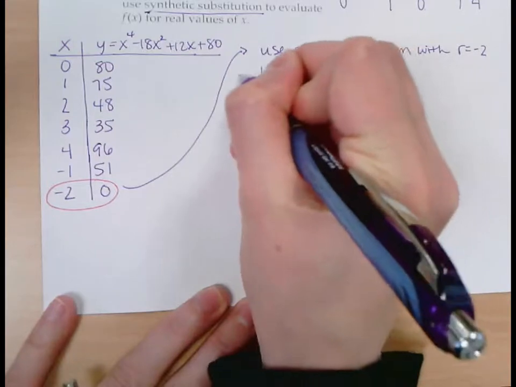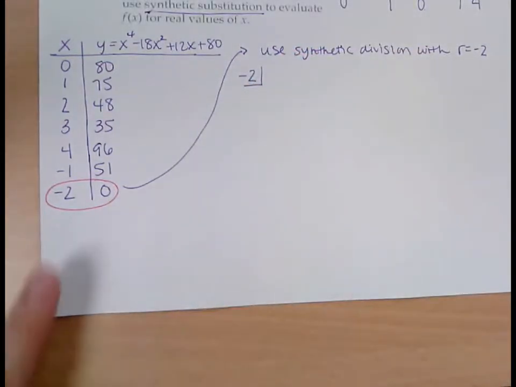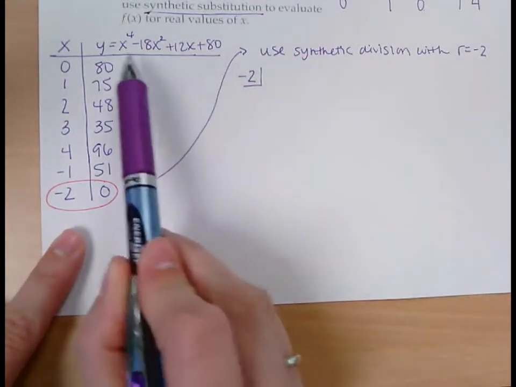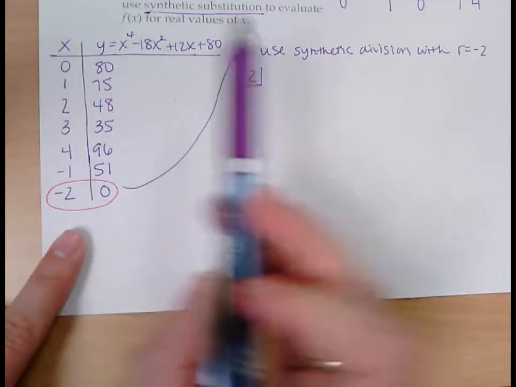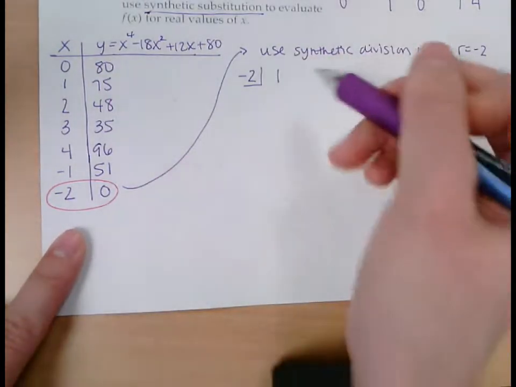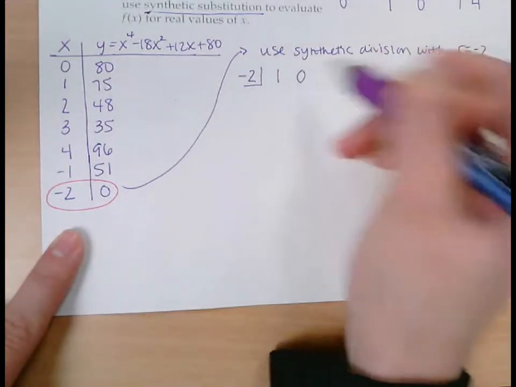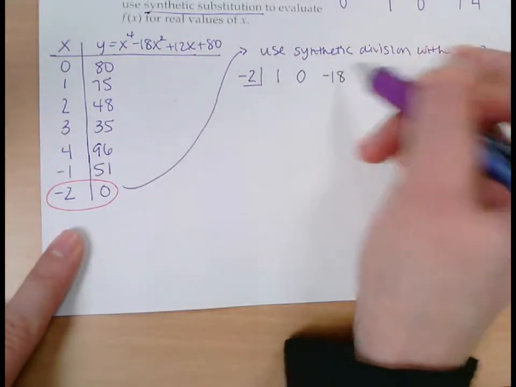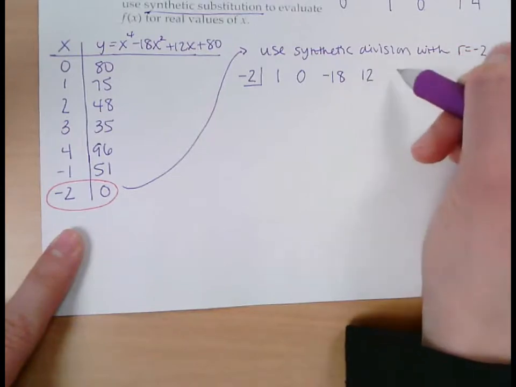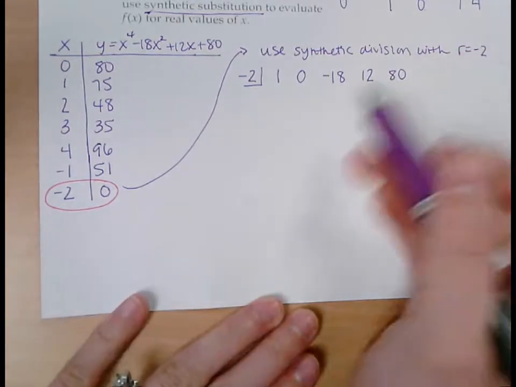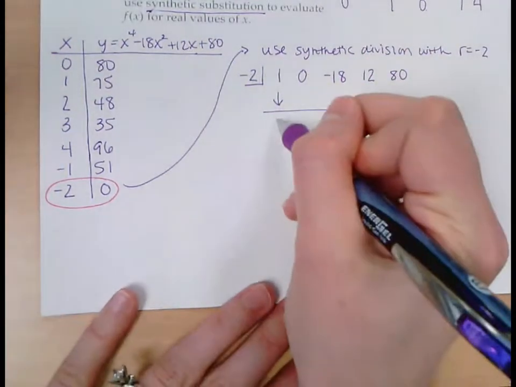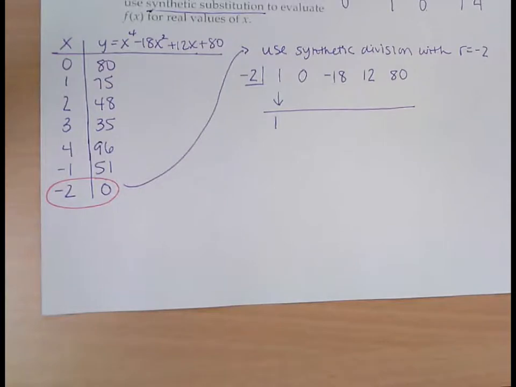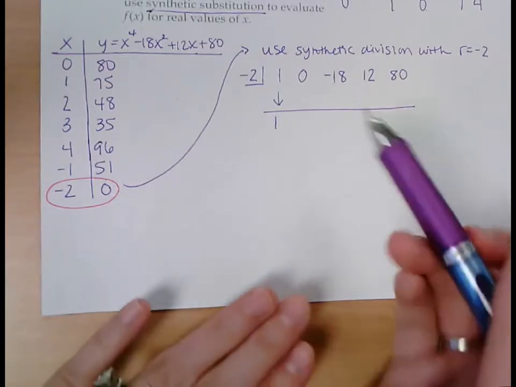Okay, so I'm going to have -2 in the box. And then I'm going to list the coefficients of my polynomial. Remember, if you're missing terms, you do have to fill zeros in. So for my coefficients, I have 1 for x to the 4th. I don't have an x cubed, so I need to fill a 0 in. I have -18 for x squared, +12 for x, and then +80 for the constant. And I need to bring down the first coefficient of 1 and then do the synthetic division process.